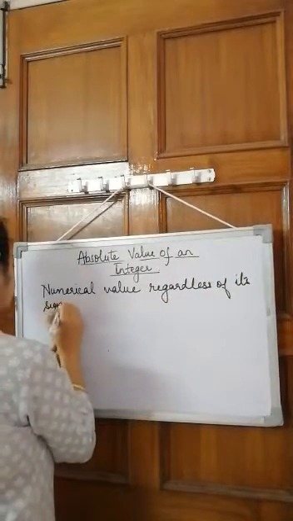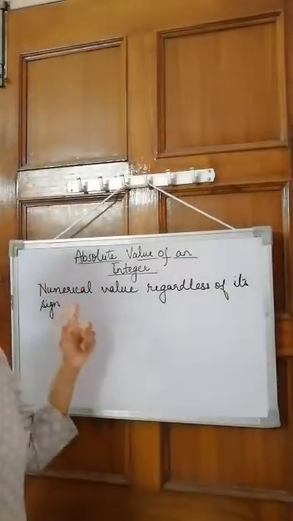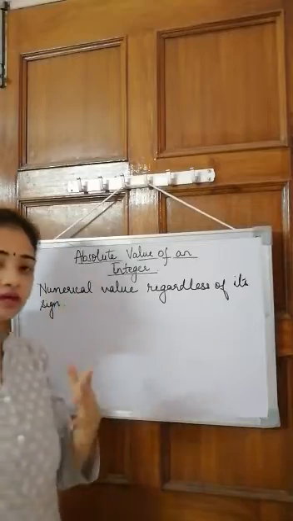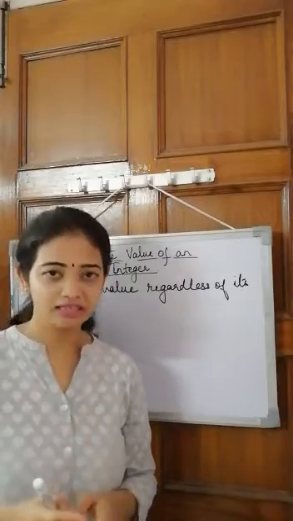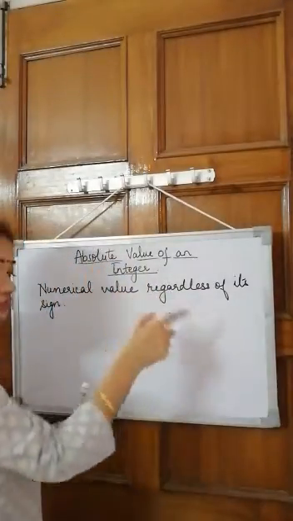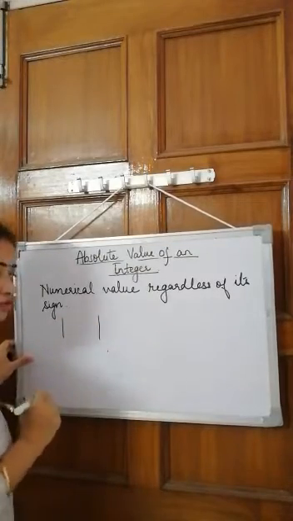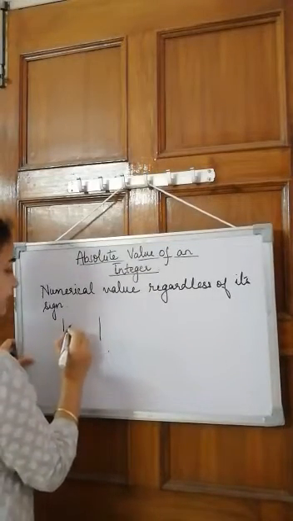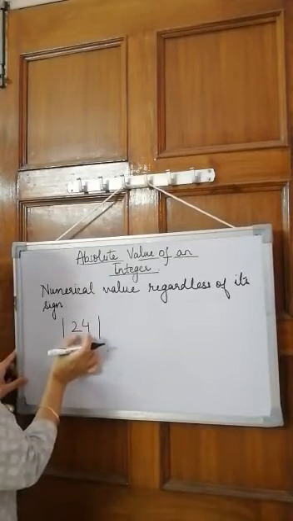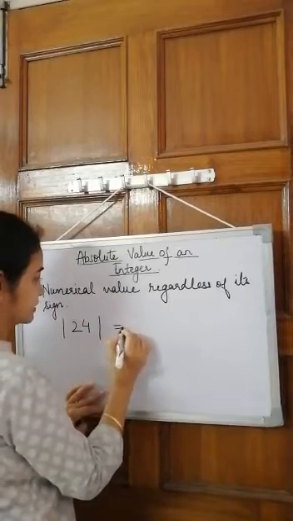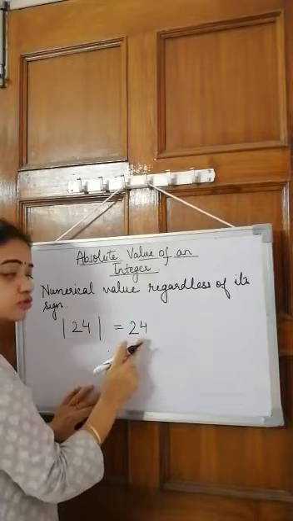Now, what does this mean when we say absolute value is the numerical value regardless of the sign? It means when we talk about integers, we have two signs, positive and negative. So how do we represent absolute value? We draw this bar, and inside this, if I write any number, say 24, then the absolute value of 24 is 24, because the numerical value of 24 is 24.